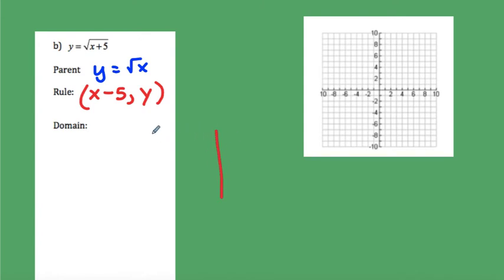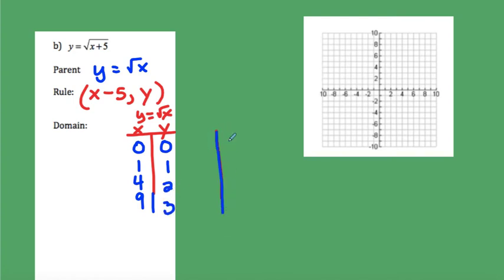I'm going to make my tables. My first table is the y equals the square root of x graph, and those are the points that I know I love to plug in. 0, 1, 4, 9. I'm plugging in my perfect squares. My outputs are going to be those roots, okay? So 0, 1, 2, and 3.